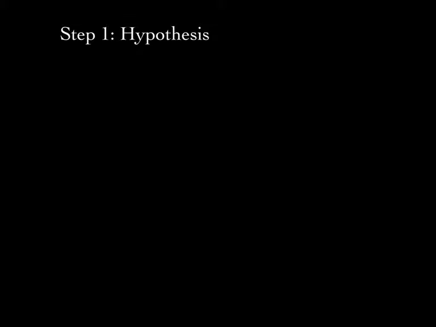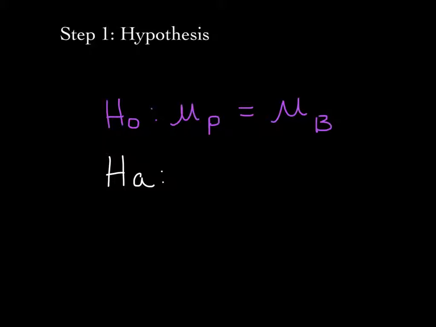Step 1. Hypothesis. Our H0 tests that the standardized test mean for the Portland schools is equal to the standardized test mean for the Beaverton schools. And our HA is that the mean for the Portland schools is not equal to the mean of the Beaverton schools.